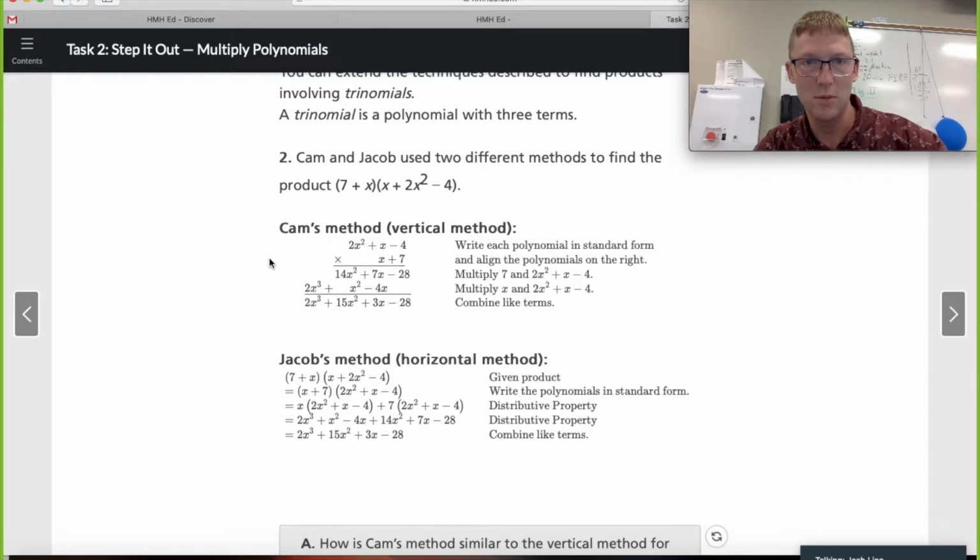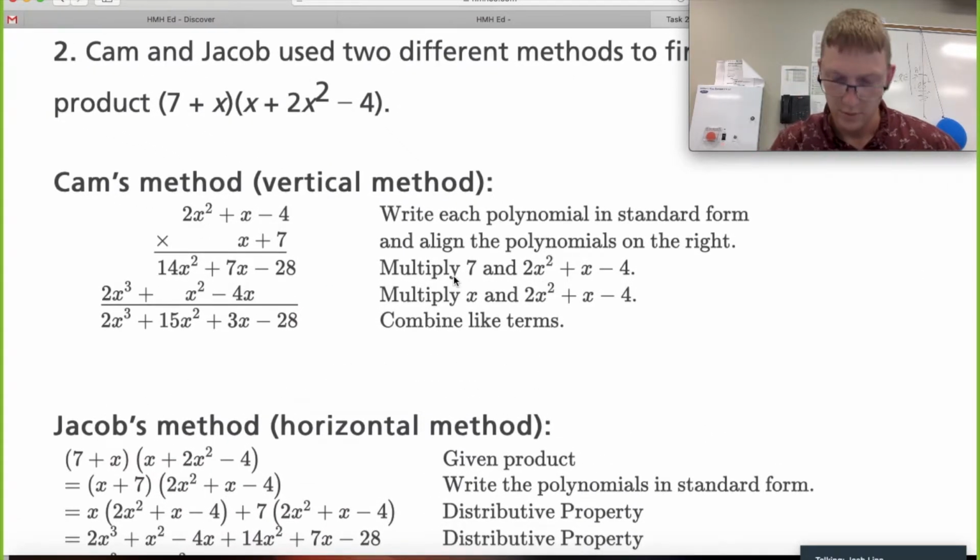Actually, we can even zoom in on this a little bit. Or not. And then they started with the 7. So they took 7 times that one, 2x squared. You get your 14x squared. 7 times 7x, 7 times x, 7 times -4 is where you get this first one. And then their second line is x times 2x squared, x times x, x times -4, and then you add them together.